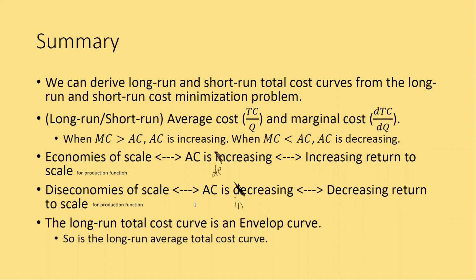And conversely, the firm suffers from diseconomies of scale when the average cost is increasing as Q increases. And this corresponds to the case when the production function has decreasing return to scale. And this is the running example we have been using throughout this chapter. And we also showed graphically that the long-run total cost curve is an envelope curve. So it is an envelope holding up the bottom part of all the possible short-run total cost curves. And the same holds true for the long-run average total cost curve.